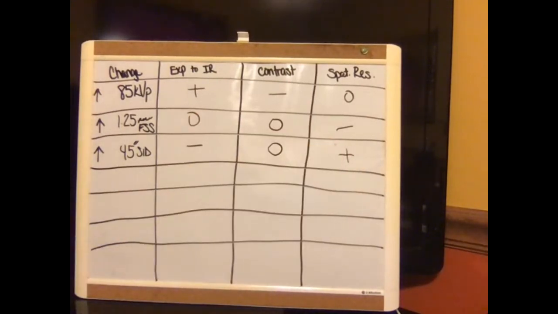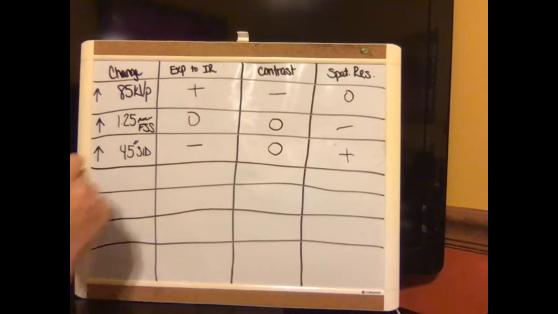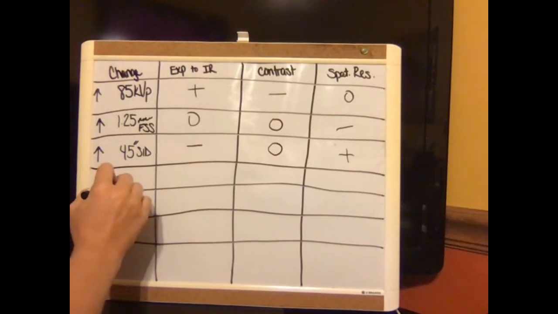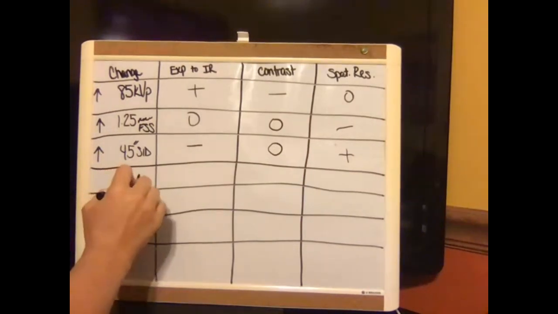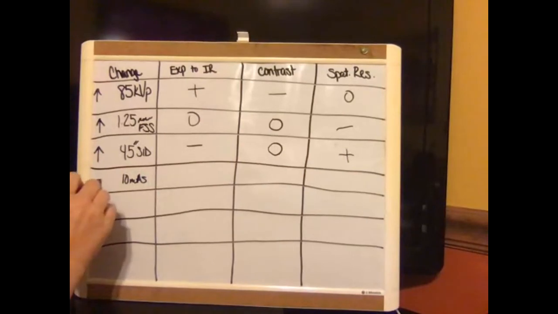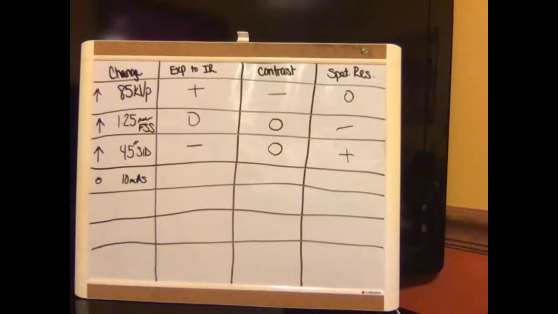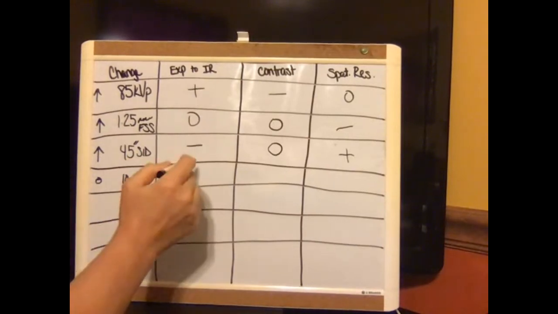All right, next we have 50 MAS at 0.2 seconds. If you math that, that is also 10 MAS. So it's no change here. Circle, we'll do a circle. No change with that. So is that going to change your exposure to your IR?